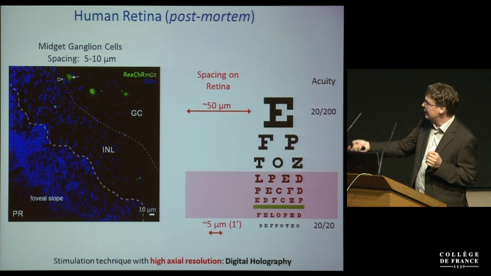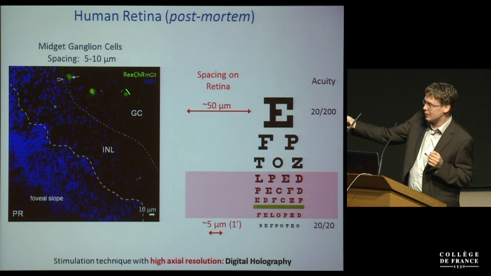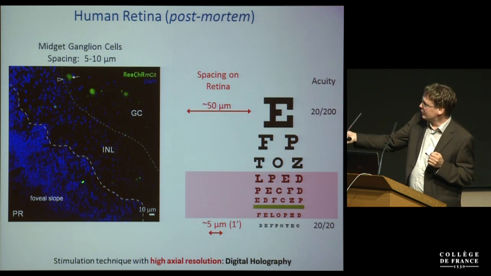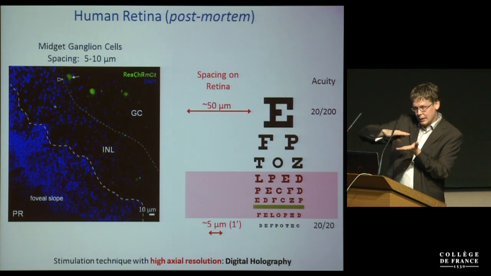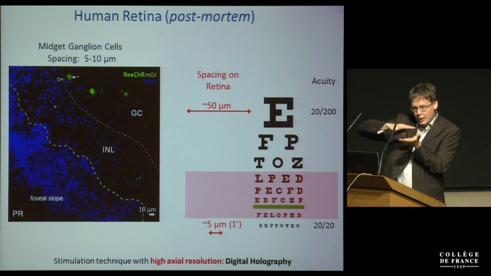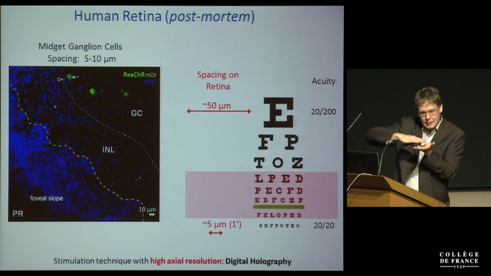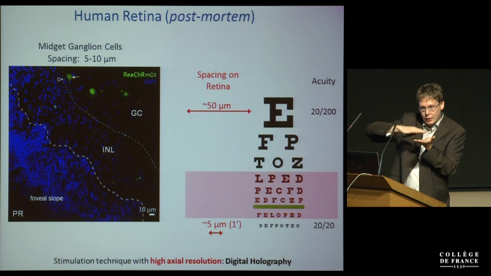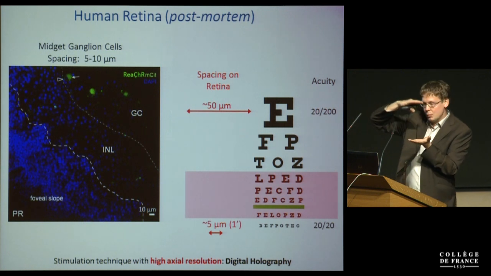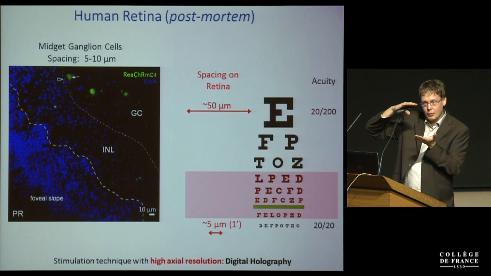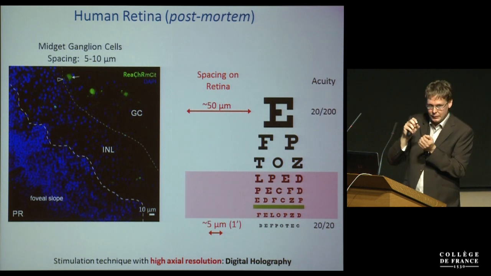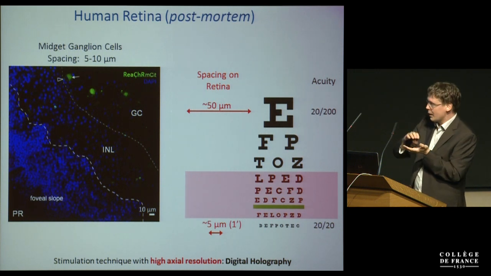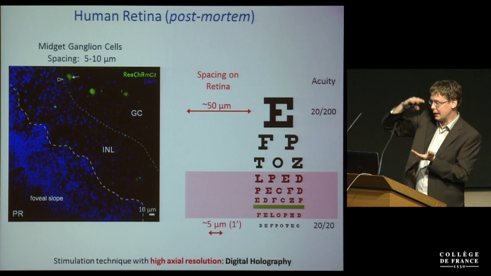It's not that it's highly distorted because it's located somewhere else. It's also that the midget cells in the center are not in a two-dimensional space. They are stacked upon each other. So you would probably stimulate, with a normal light stimulus, even if you have a high-resolution stimulus, a bunch of cells that are stacked above each other.